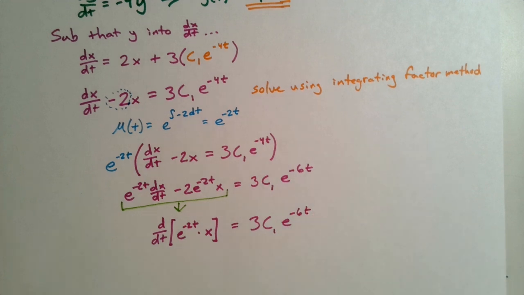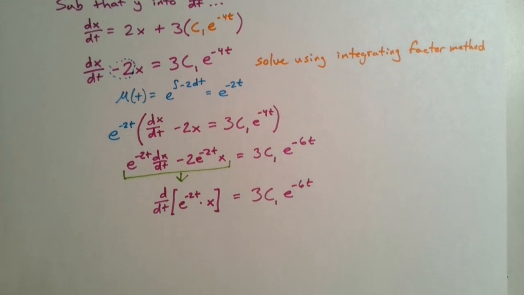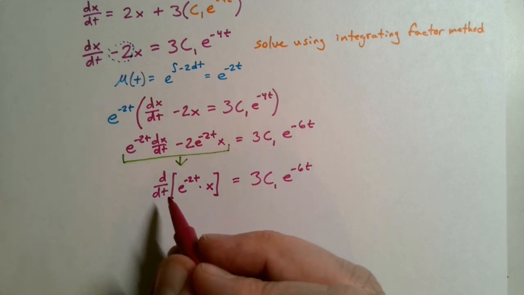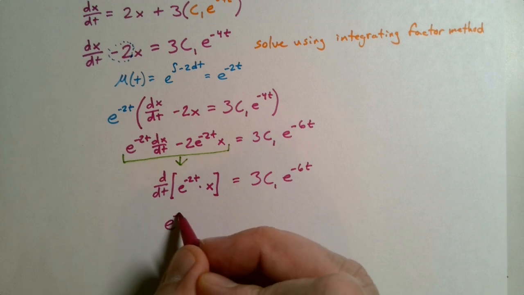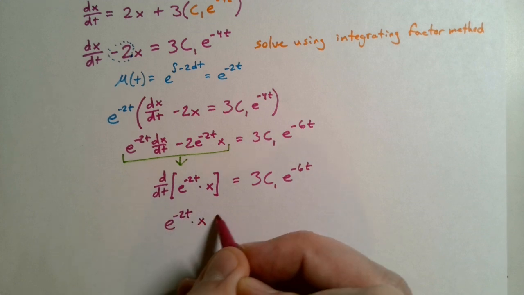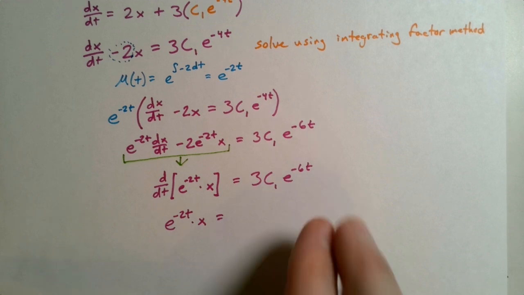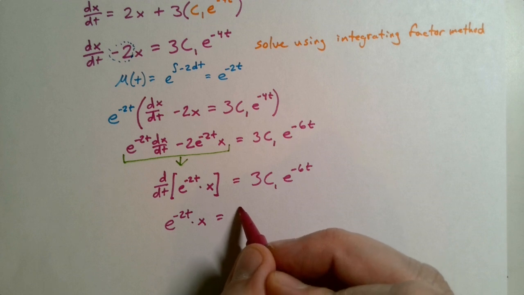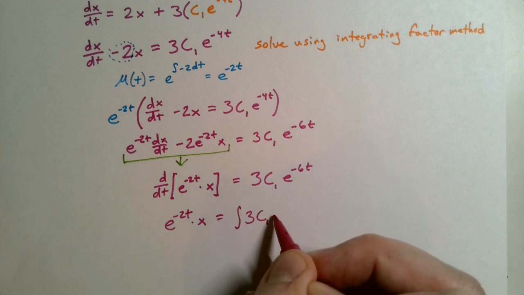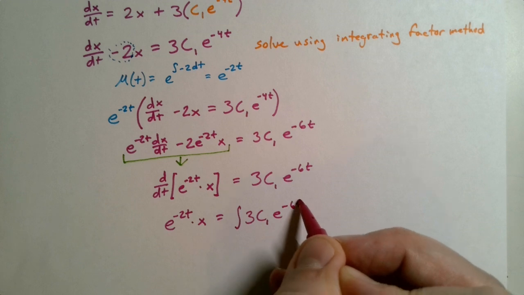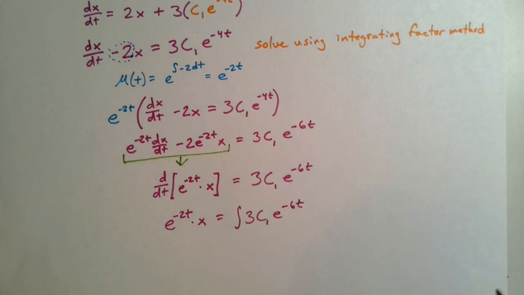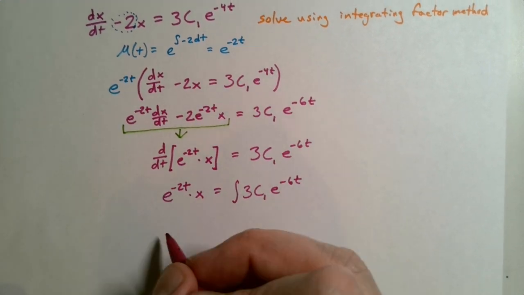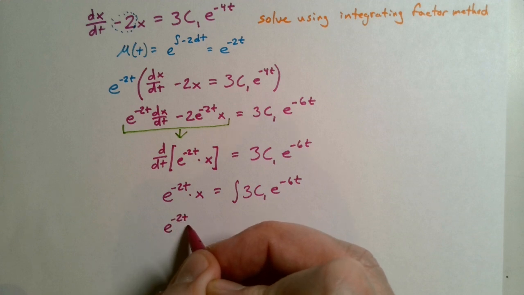And now I can integrate both sides with respect to t. When I do that using the integrating factor method, the integral and the derivative sort of undo each other, and I'm left with e^(-2t) times x. I'm going to move the constants due to integration over here and group them together. This side will be the integral of 3c1 e^(-6t), which is not too terribly difficult. We just have to integrate this side, e^(-2t) times x.